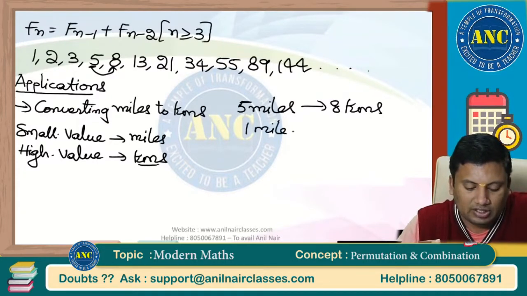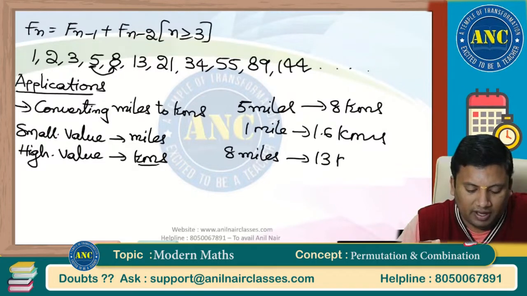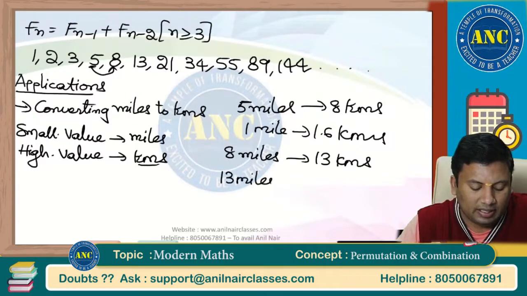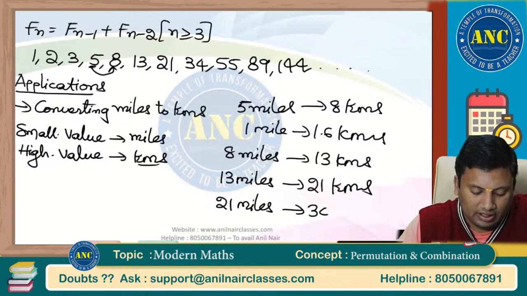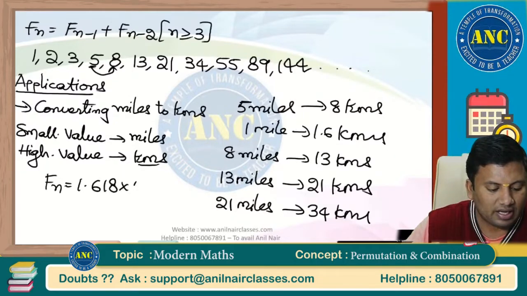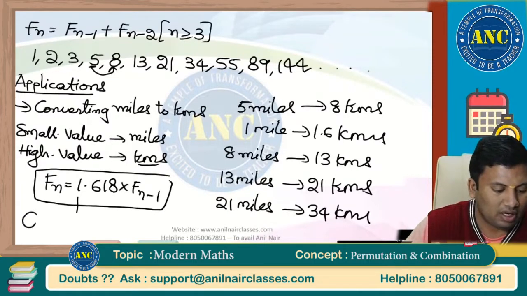So 1 mile is close to 1.6 kilometers. Similarly, 8 miles is nothing but the next immediate value, 13 kilometers. Similarly, 13 miles is nothing but 21 kilometers. 21 miles is nothing but 34 kilometers. The beautiful conversion. In fact, in this Fibonacci series, Fn is nothing but 1.618 into Fn minus 1. This 1.618 is called the golden ratio.